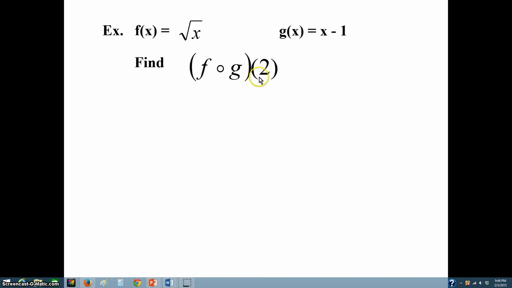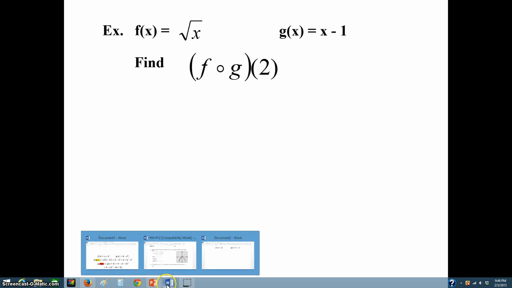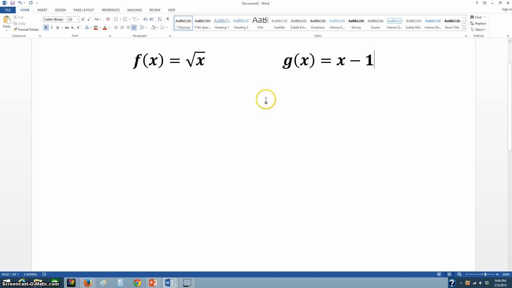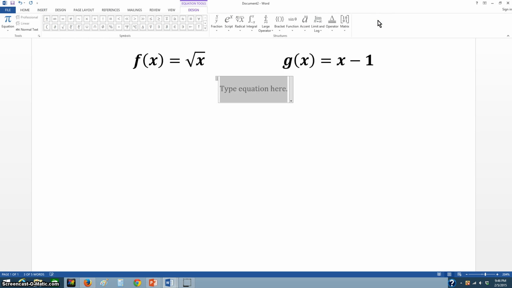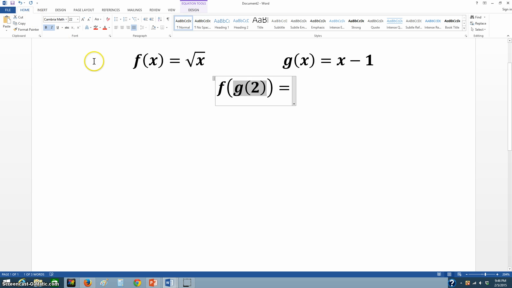So that's what I'm going to do. I'm going to rewrite this. So let's go ahead and open up a new document. So this is the document that I'm going to use. And the rewritten form of f composed by g of 2 is really the same thing as saying f of g of 2. Now remember, we always want to follow order of operations, and PEMDAS always states that the P is parentheses. So we're going to start with the inside of the parentheses, which basically says g of 2. Okay, so we're trying to find g of 2.